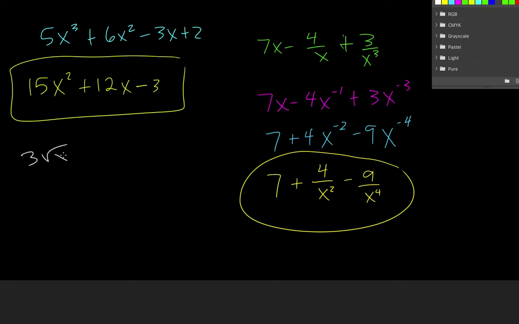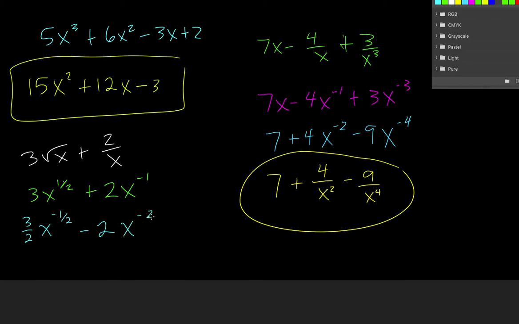Now if we have 3 times square root of x plus 2 over x, once we want to do kind of what we did over here where we rewrite it. So it's 3x to the 1/2 plus 2x to the -1. And then we just go through that same process. So bring this down. 3 times 1/2 is 3/2. 1/2 minus 1 would be -1/2. And then bring this down, we get -2x to the -2.